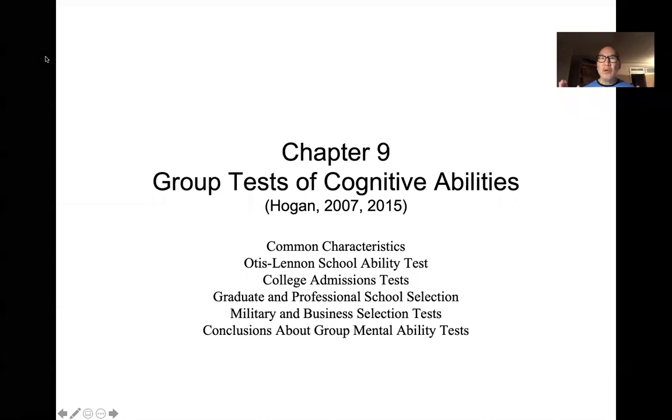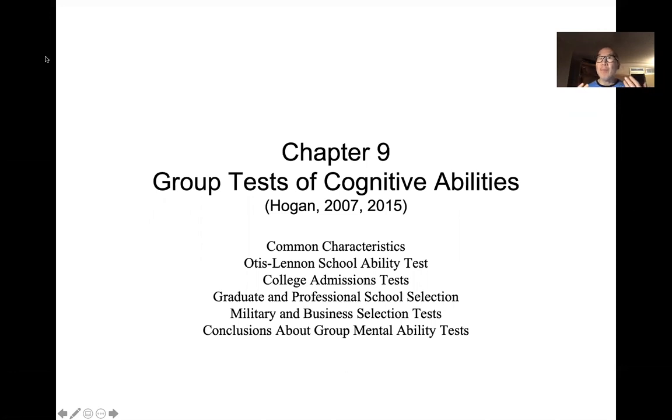Alrighty, gang. So with chapter 9, we're continuing to examine the assessment, the evaluation of mental abilities. But here, instead of an individual test like the WAIS or the Stanford-Binet, we are going to be looking at group tests of cognitive abilities. In particular, we're going to spend a bit of time looking at the tests that are administered through grade school, but also the ones we are particularly familiar with, the SAT, the ACT, and for some of you, the GRE.